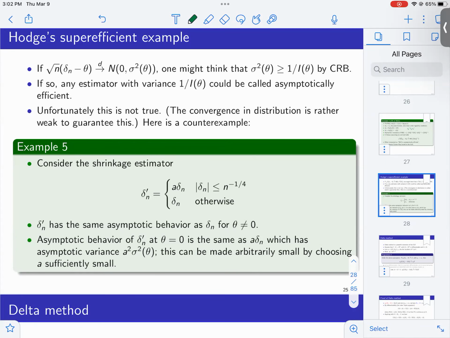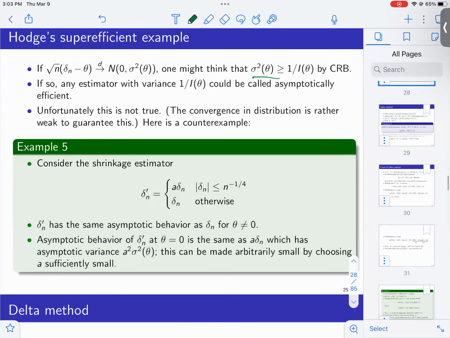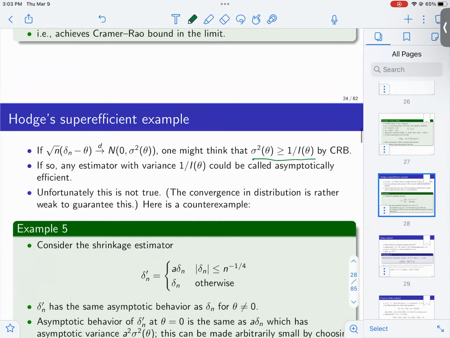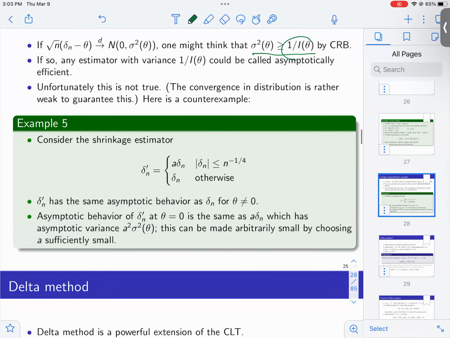In the interest of time, I'm going to skip this. This is called Hodges' superefficient example. It shows that you can manipulate any estimator at a single point such that you violate the Cramér-Rao bound at that point. You can have an estimator whose asymptotic variance is always bigger than or equal to 1 over I(theta), but at a single point has a variance of 0, let's say. This is doable, it's not hard, and the modification is here. So it's Hodges' example.